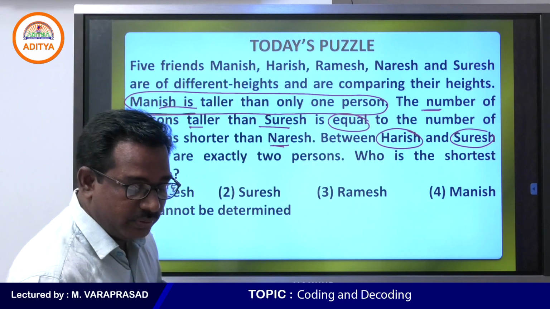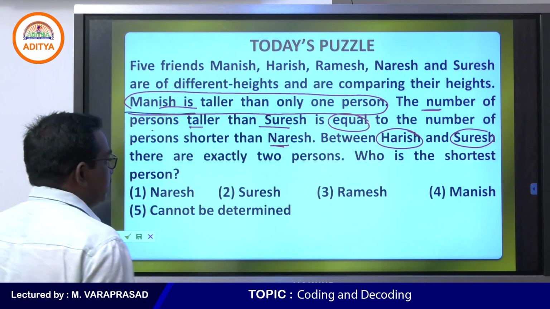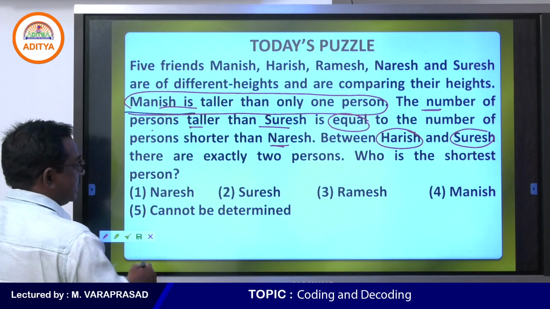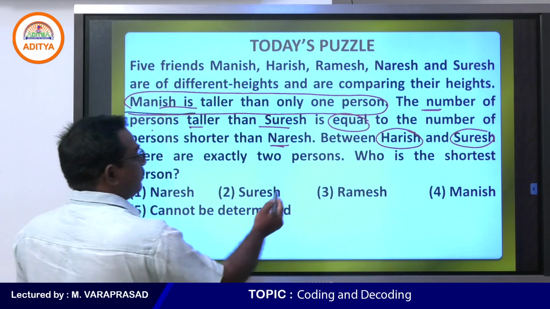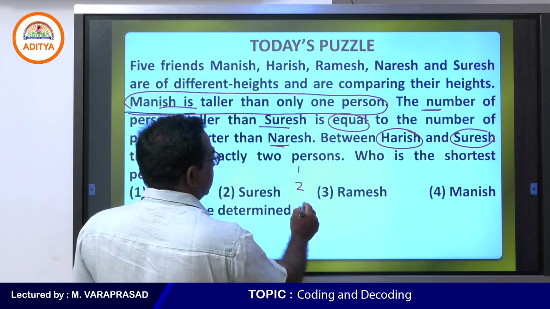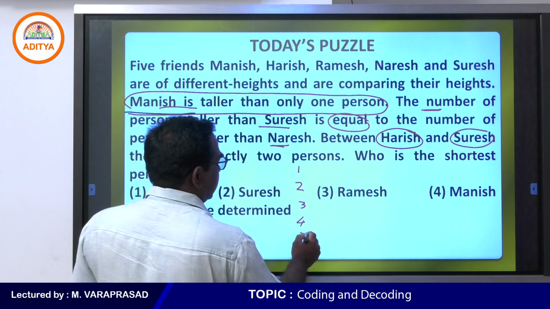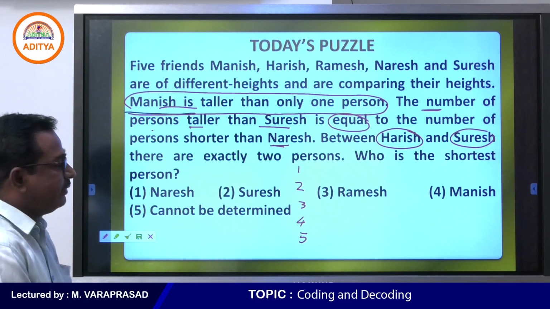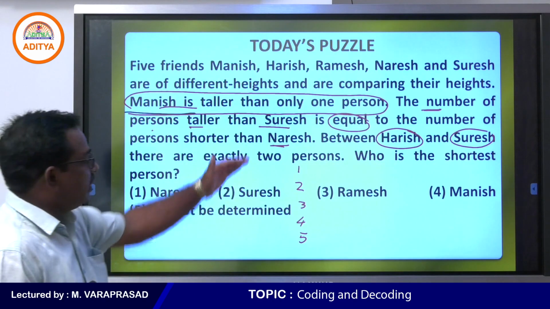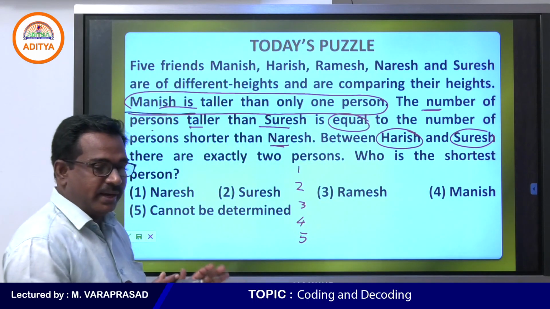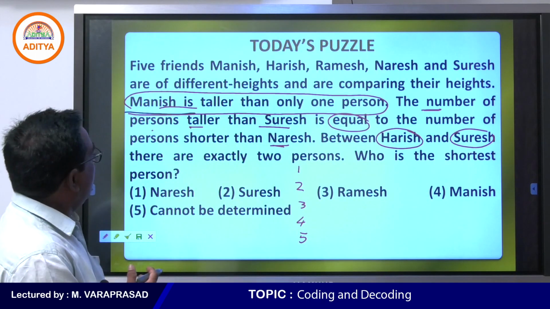Very good. Now see what is given there. So you can go for the discussion here. 5 friends are there. Suppose if you take here 5 friends, 1, 2, 3, 4, 5 friends are there. Think that 5 friends are there here. Okay, tallest person and shortest person.